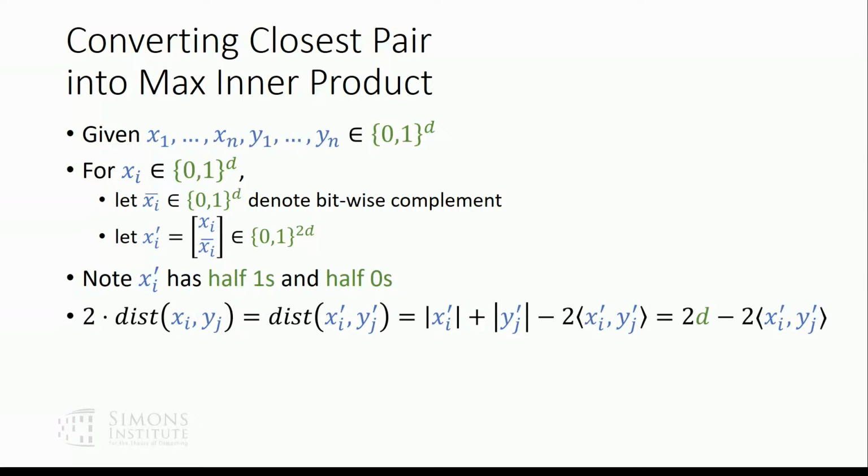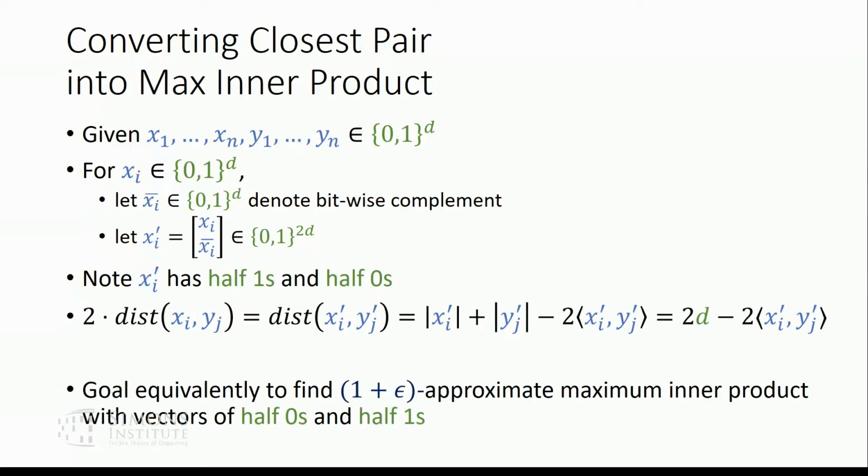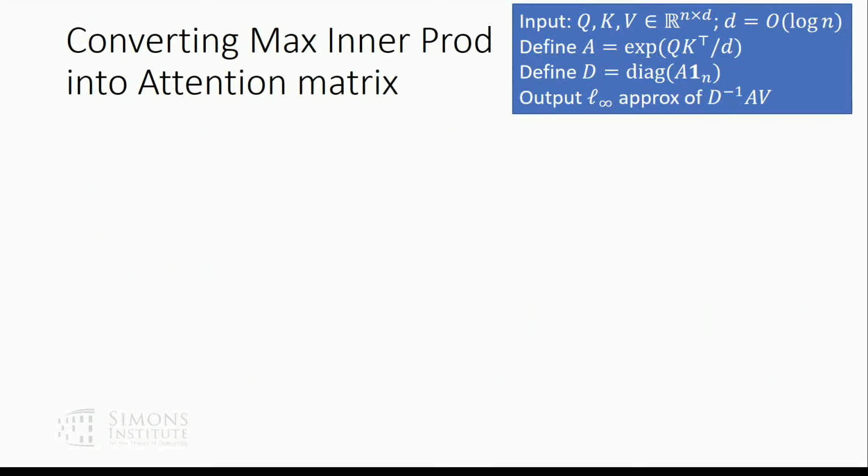So using this trick, our goal for this problem is equivalently to find an epsilon approximate maximum inner product, given as input a bunch of vectors with half 1s and half 0s. Okay, so now let me convert that into an attention matrix. Here's the attention problem again. And the idea at first is quite simple.